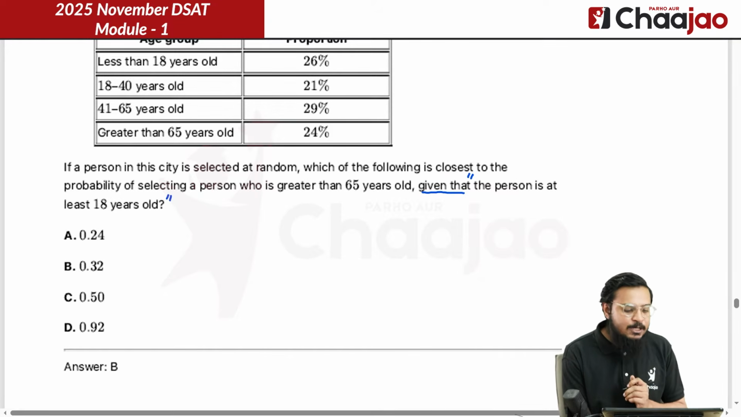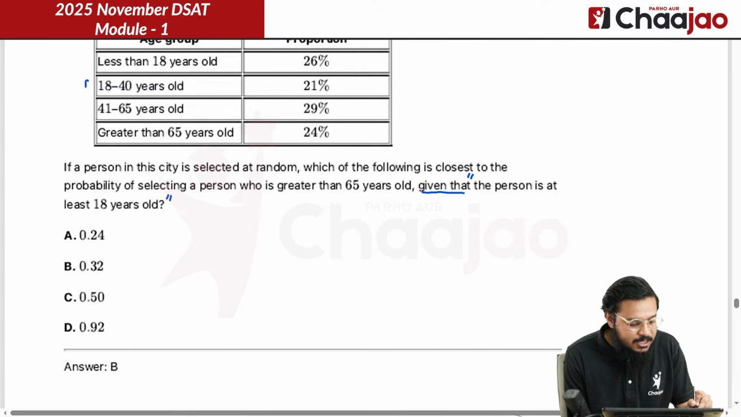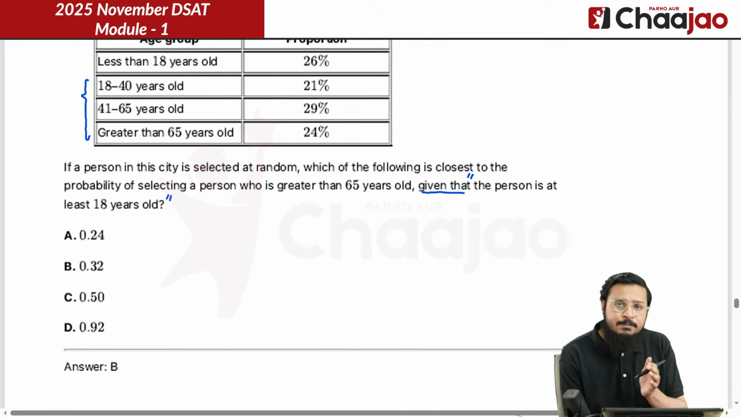So how many people do I have which are at least 18 years old? I think from 18 to 40, 41 to 65, and greater than 65 years old. All these people altogether are at least 18 years old. So this is 21%, this is 29%, and this is 24%. So if I add them all together, I will get 74% in my bottom. So that's 74% representing my denominator, any statement that follows the word given that.